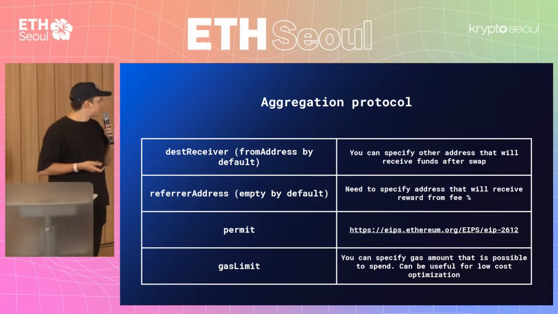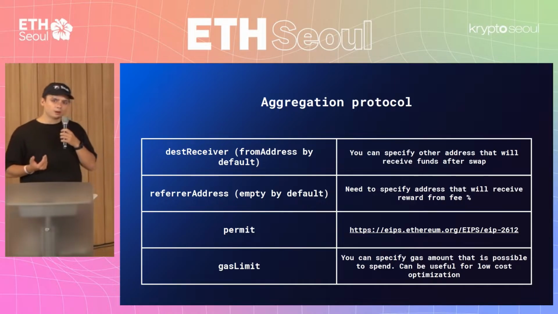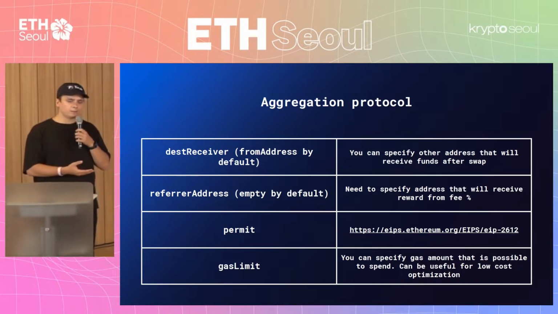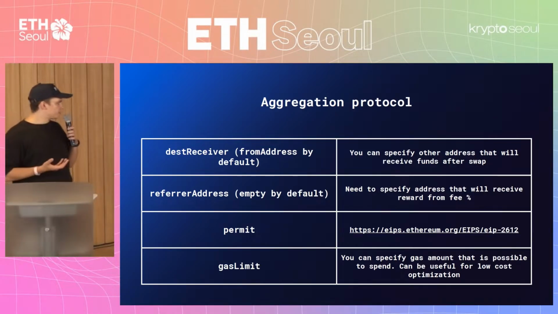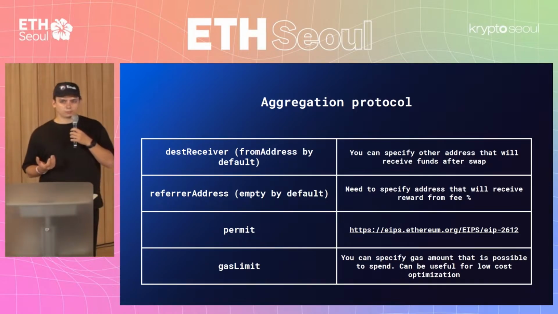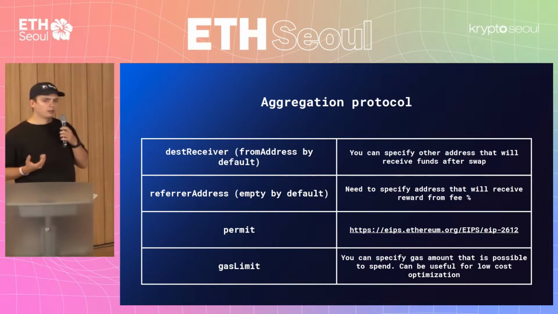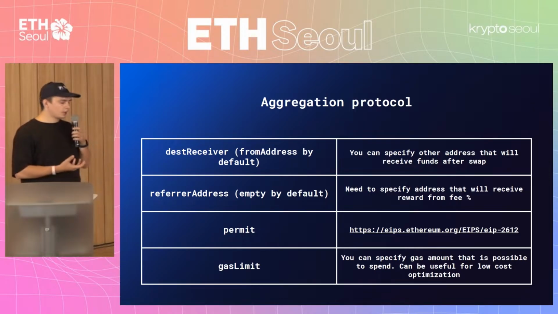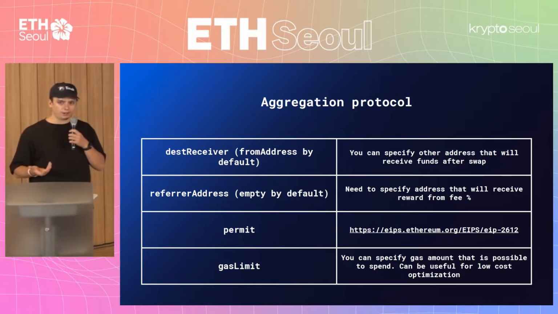Another important parameter is the destination receiver and the refer address. Basically, we do allow you to specify a return address that will be used to receive the funds from the swap. For example, you want to swap from one wallet and get funds to another wallet. It's possible via our router. It's also possible to specify the refer address. You need to specify this address if you want to get some fee commission for your integration. So, for example, if you are a wallet and you want to integrate the 1inch API, and you want to get some commissions, you always need to specify the address that will get the rewards, and also specify the fee amount in % as well.